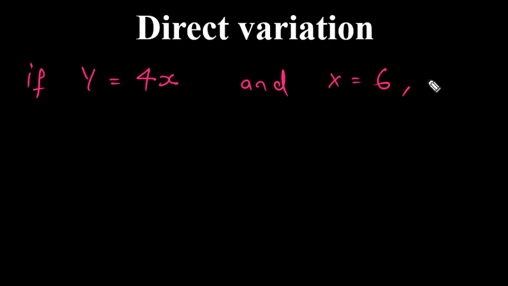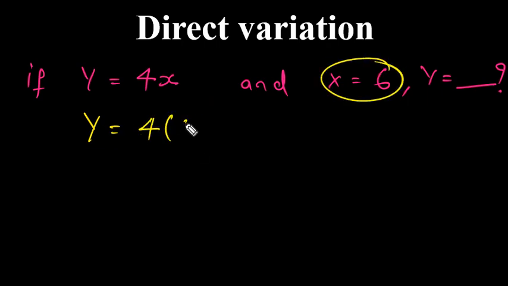Okay. Now the first question we have: if y equals 4x, this is given information, and if x equals 6, how much will y be? So you have the information y equals 4x, x equals 6. Just simply substitute the value of x and you will get y equals 24 as your answer. This is the simplest question that you will see on direct variation.